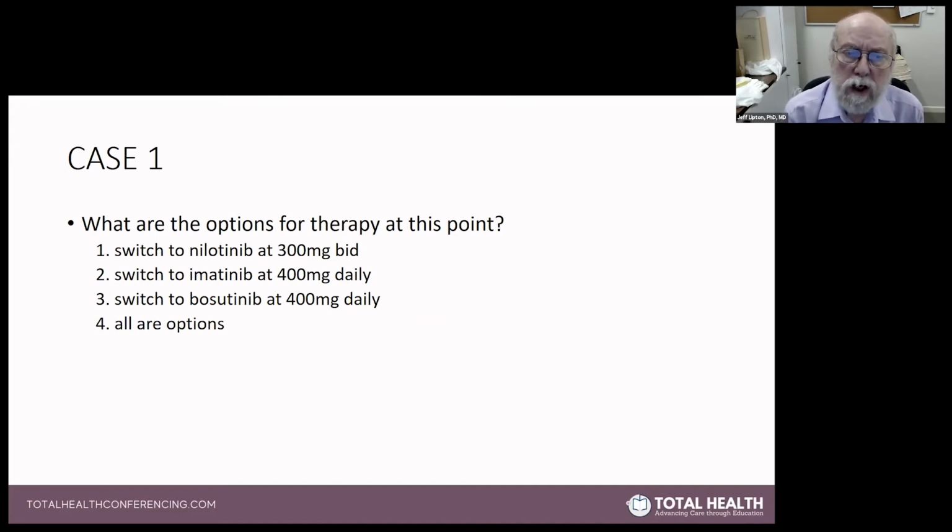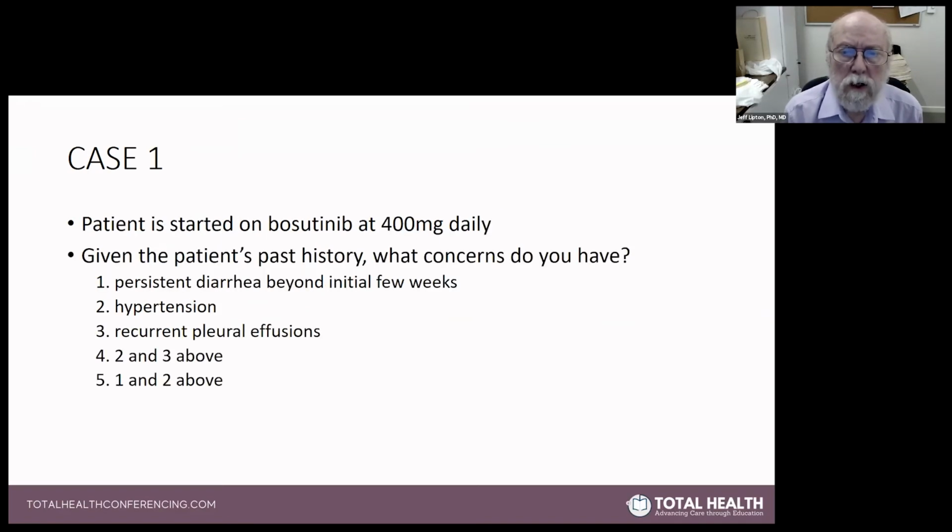Well, switch to another second-generation drug, nilotinib, at 300 milligrams twice daily. Switch back to a first-generation drug, imatinib, at 400 milligrams daily. When we think about switching, we never think about going second-generation to first, but it is a possibility. Or switch to another second-generation drug, bosutinib, at 400 milligrams daily. Or are all of these options? And I think the answer is that all 3 of those, in fact, were options that could be used. We elected, however, to go with bosutinib at 400 milligrams daily.